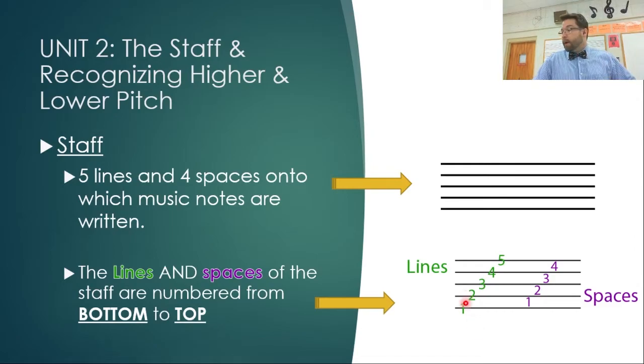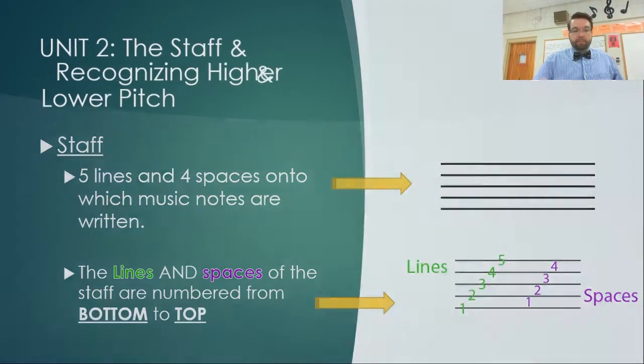So we start here at the bottom. Line 1, space 1. Line 2, space 2. Line 3, space 3, so on and so forth. From bottom to top. Line 1 is your foundation line of your staff. Line 5 is your ceiling. That's the roof of your house. Okay, so gotta remember that.